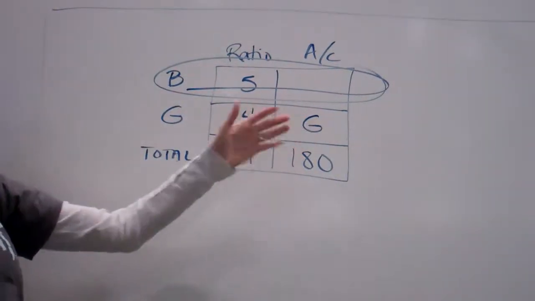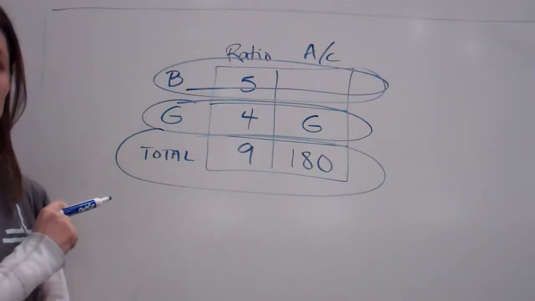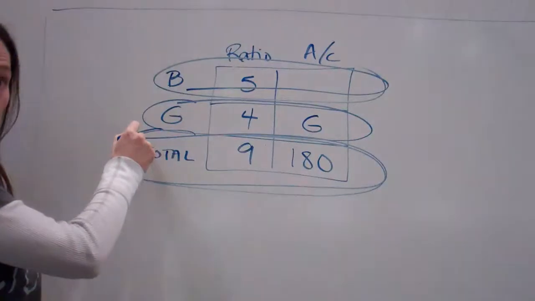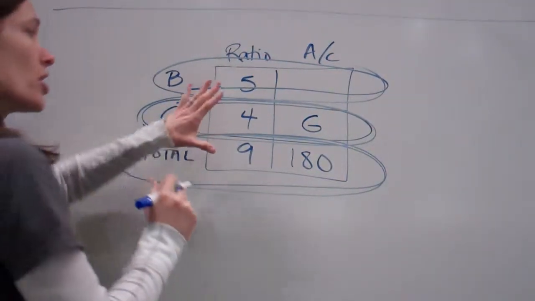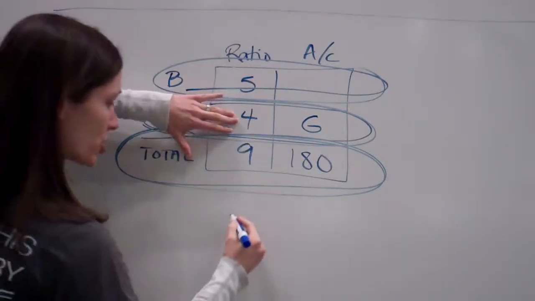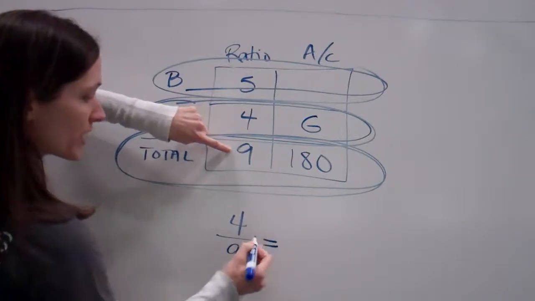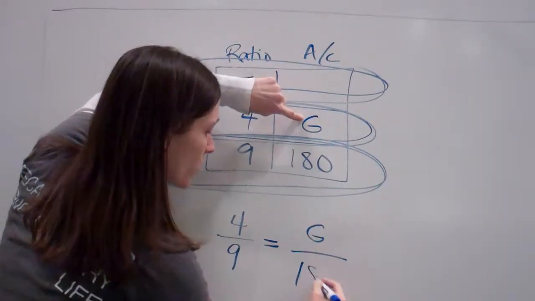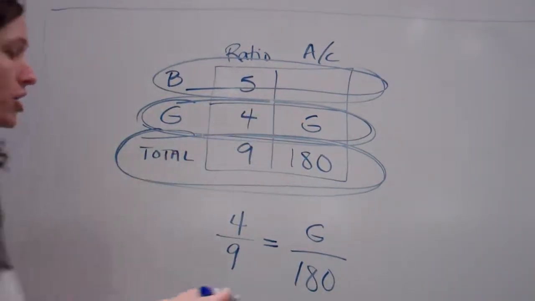You take the numbers that you need to know something about and what you know everything about. Did you hear what I said? You want one that has everything you know and one that has what you want to know about. So now you're just going to put the ratio on top of each other, 4 over 9, equals G over 180. Then we're going to cross multiply.